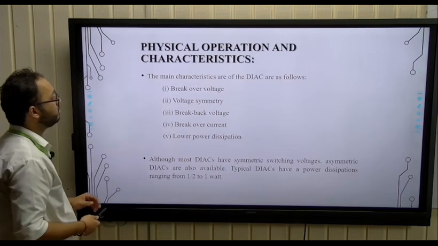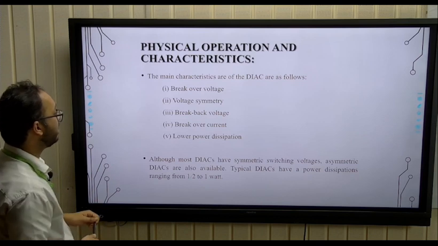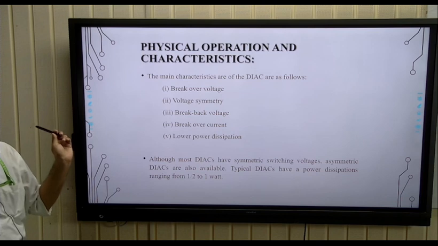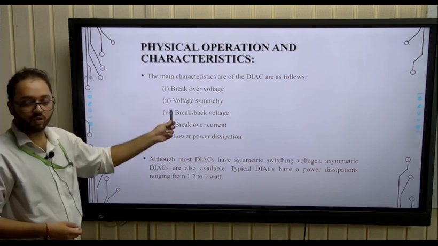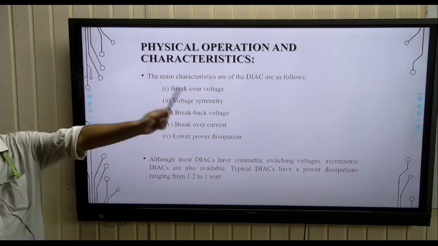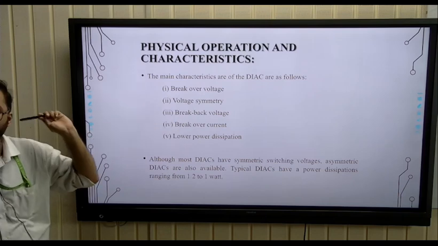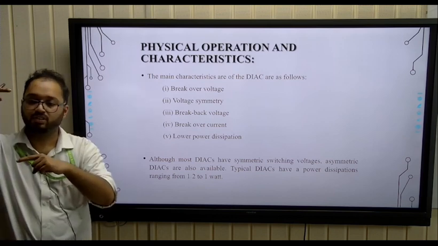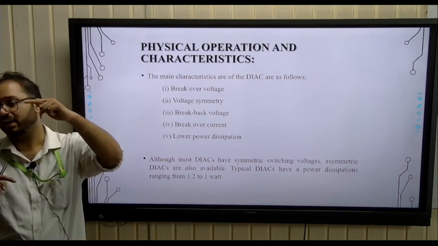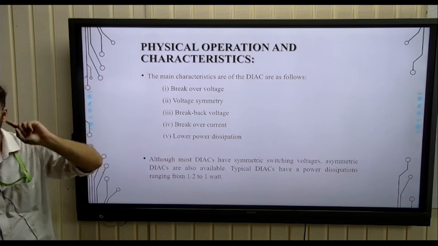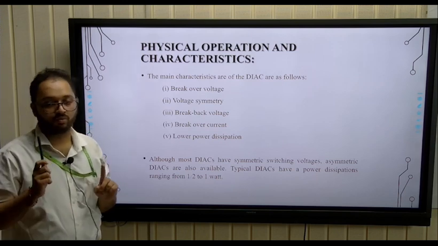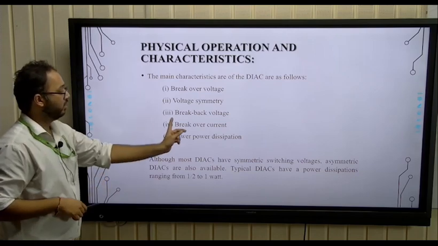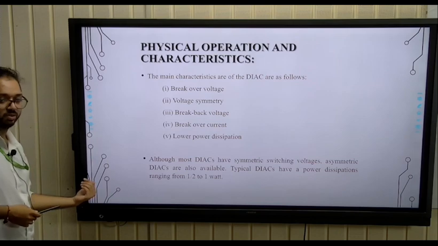Now, physical operation and characteristics: the diac has breakover voltages. Okay, on both sides you saw there are breakover voltages. There is voltage symmetry, that is, on the forward side or on the reverse side you have to apply an equal voltage. It doesn't matter if you have applied positive and negative like this, or negative and positive. Okay, it will conduct when there is a voltage of an equal level, either from this side or the left side.